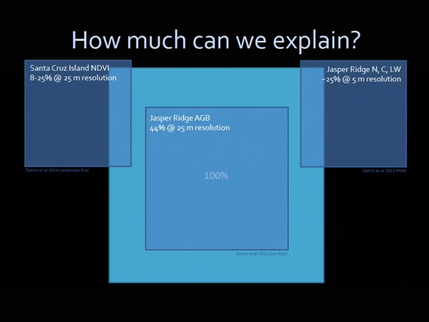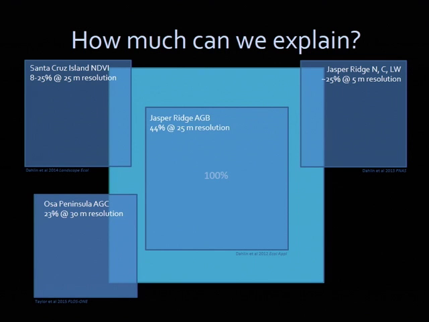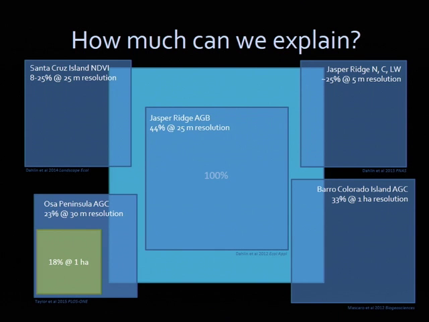On the Osa Peninsula, this is where it gets really complicated, we could explain 23% at 30 meter resolution, but lower, 18%, at 1 hectare. In contrast, on BCI, we could explain 33% at 1 hectare resolution, but only 14% at 30 meters. So these two flip-flopped. I have random ideas as to why that might be. But the overall point is that environmental gradients at this local scale are important, but they're clearly not telling the whole story in explaining these vegetation patterns that we can observe.